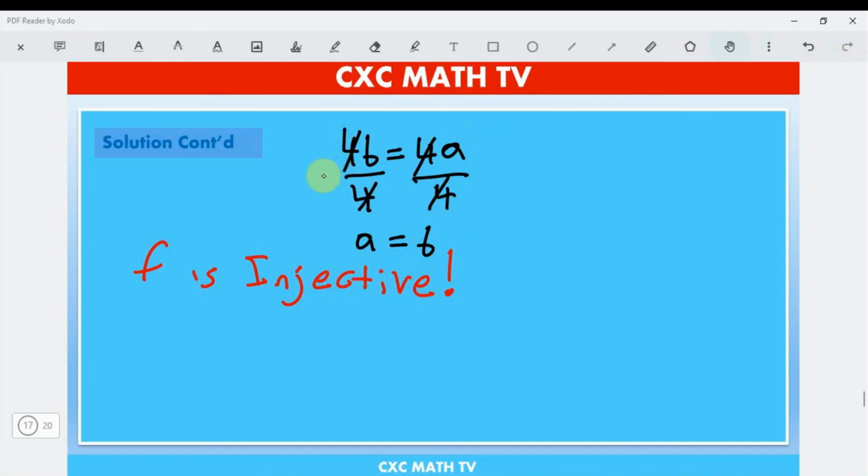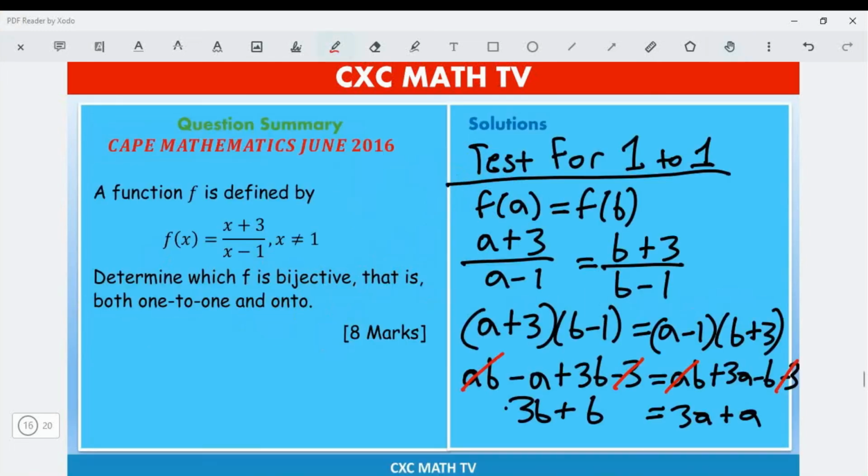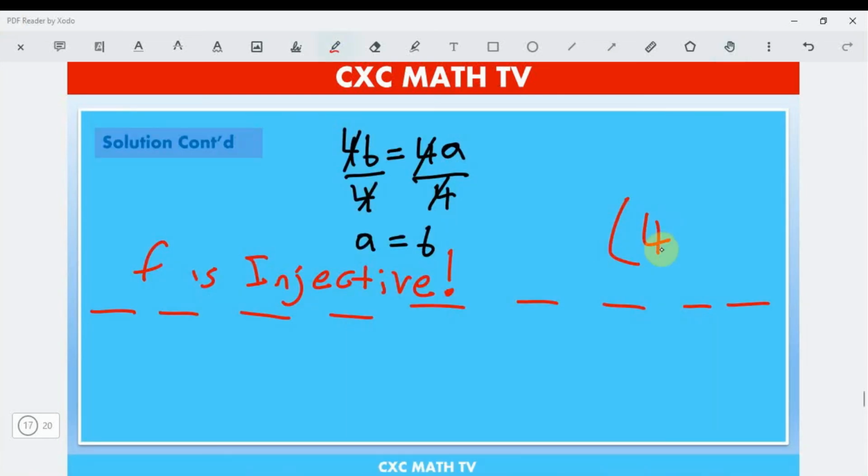Now that we've got that f is injective, we need to test for surjectivity. So, surjectivity test now. We're gone half the marks, by the way, guys. We're gone 4 marks to show the injectivity. Now the surjectivity. For surjectivity, so test for surjectivity.